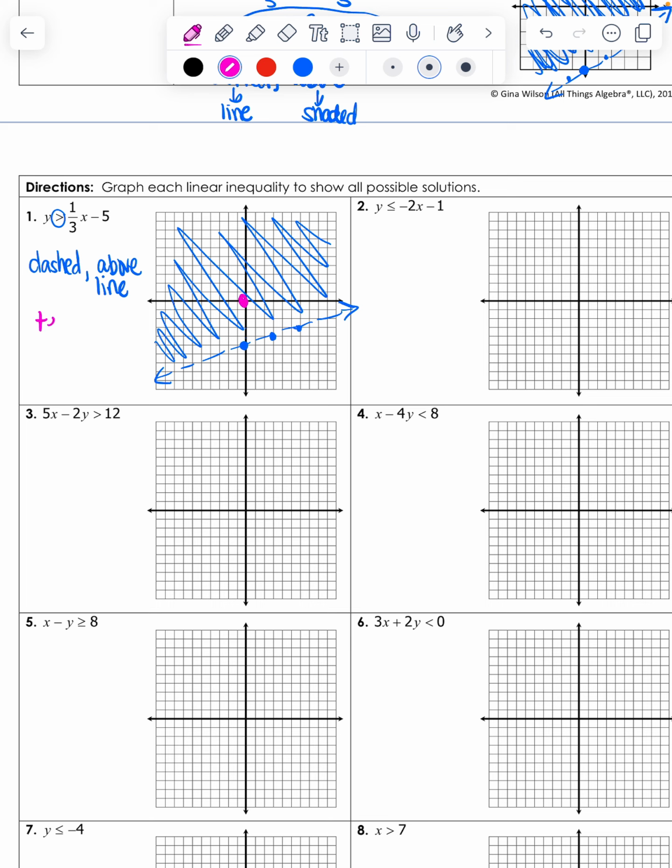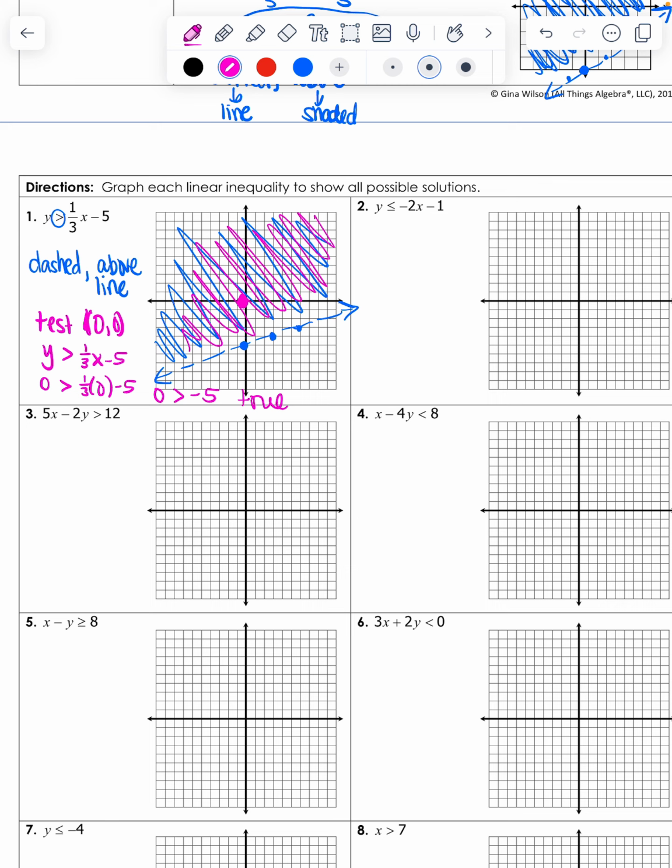And what you would do is test that point. So if you test any point, I'm going to test the point 0, 0. I would basically take this inequality, replace 0 in for y and 0 in for x, and see if this is true or not. Well, 1/3 times 0 is just 0. 0 minus 5 is -5, so we're just going to get 0 is greater than -5. That's true. Because that's true, that means that 0, 0 is in the solution region, which verifies that all of the ordered pairs above the line are solutions.